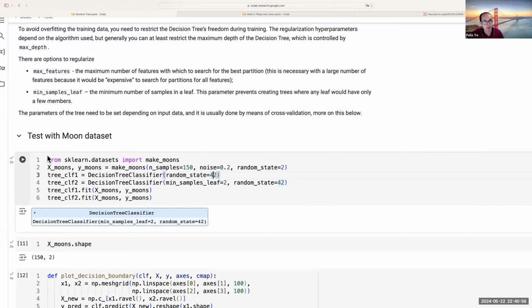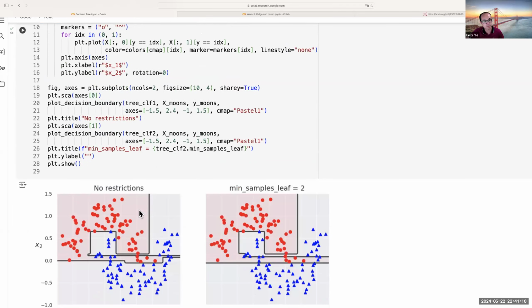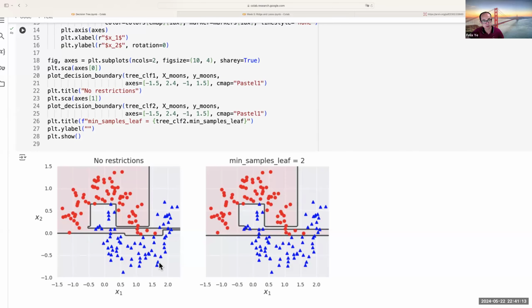Next, we're going to show this idea on the moon data, made with make_moons. The moon data looks like this. You can see it looks like two moons tangled with each other. This is the class of red, and this is the class of blue. Obviously this is a very hard problem, because there's no straight line to separate these two data sets, even though we only have two features, x1 and x2. This is quite a complicated problem.